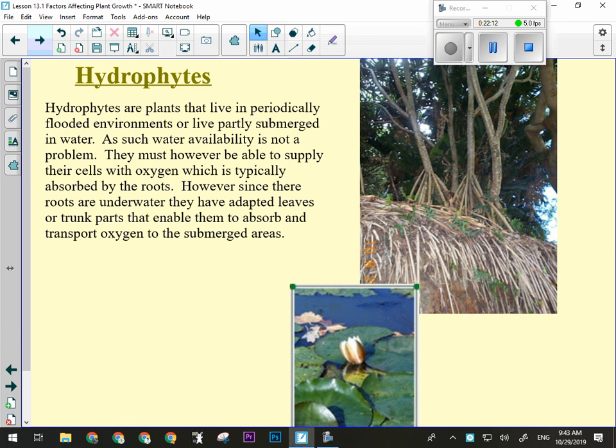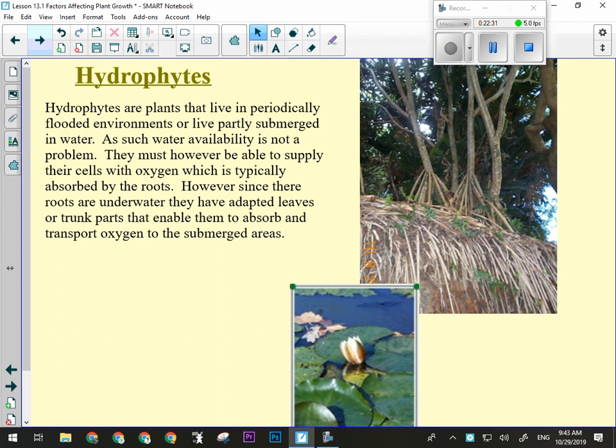Hydrophytes are plants that are flood tolerant. They live in extremely wet conditions, where their roots might be submerged, or parts of the plant itself might be submerged for long periods of time.